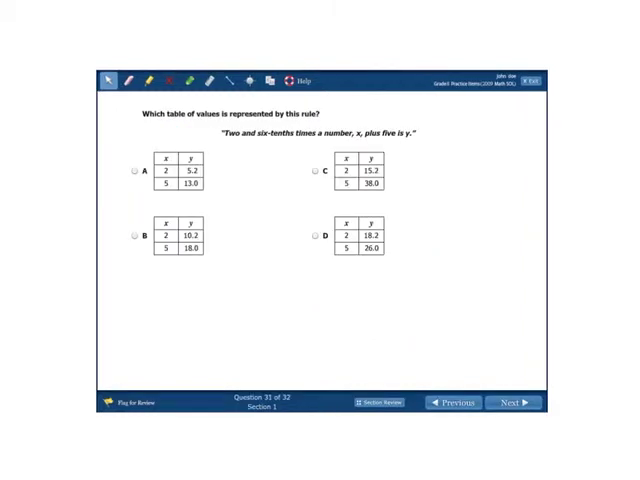Which table of values is represented by this rule? 2 and 6/10 times a number x plus 5 is y. And all I did there is take what I was reading in that sentence and translate it into algebra. 2 and 6/10 times a number x plus 5 is y. And that's it. There's your whole answer. So, there's what you need to find your answer. So part of this requires me to recognize that a decimal can be a coefficient, and that's okay. You're allowed to have a decimal be a coefficient.